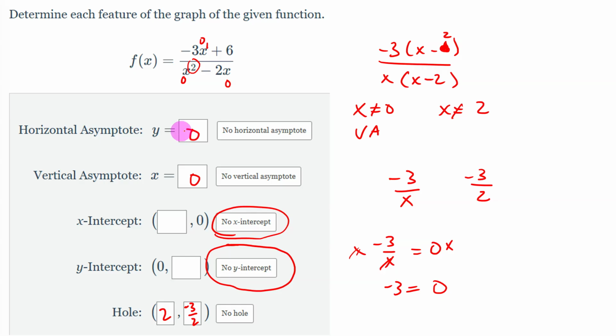That should come from this. Like if you have a horizontal asymptote of y equals 0, you shouldn't have a y-intercept. If you have a vertical asymptote of x equals 0, you should have no x-intercept. We're talking about a graph that looks something like that. Or actually it might be flipped over, but nevertheless.